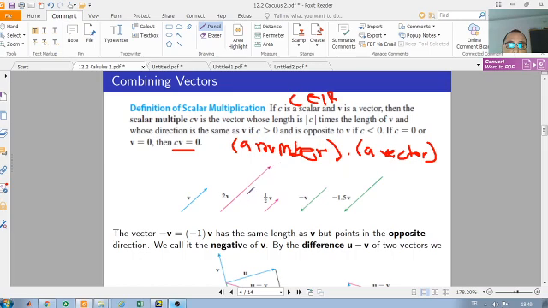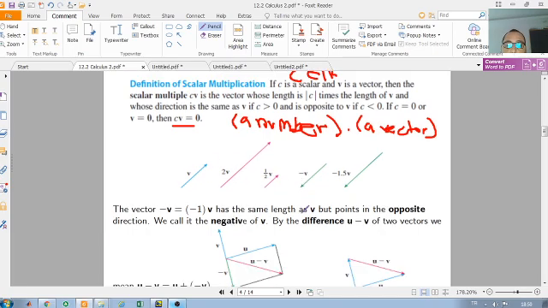You see, the length of the vector 2v is bigger than v. Similarly, if you multiply the vector v by 1/2, we obtain another vector in the same direction as the vector v, but its length is less than the vector v. Similarly, if you multiply the vector v by a negative number, the direction will be on the opposite side, you see.